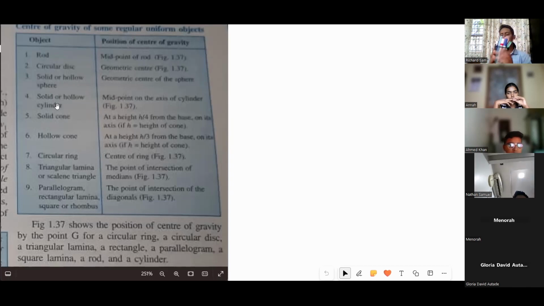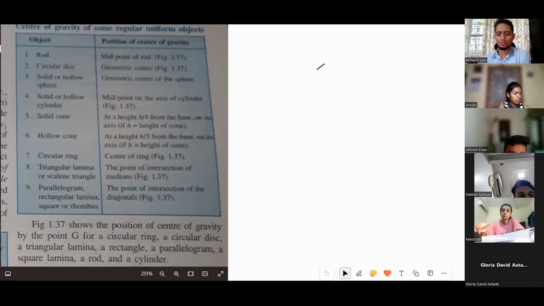A hollow cylinder. For this, where is the center of gravity again? Right in the middle. If you draw the axis, the line passing from the center till the center over here, the center of gravity will be in the midpoint of that axis, right? Midpoint on the axis of the cylinder. What about a cone? You all know what's a cone? Cone ice cream.